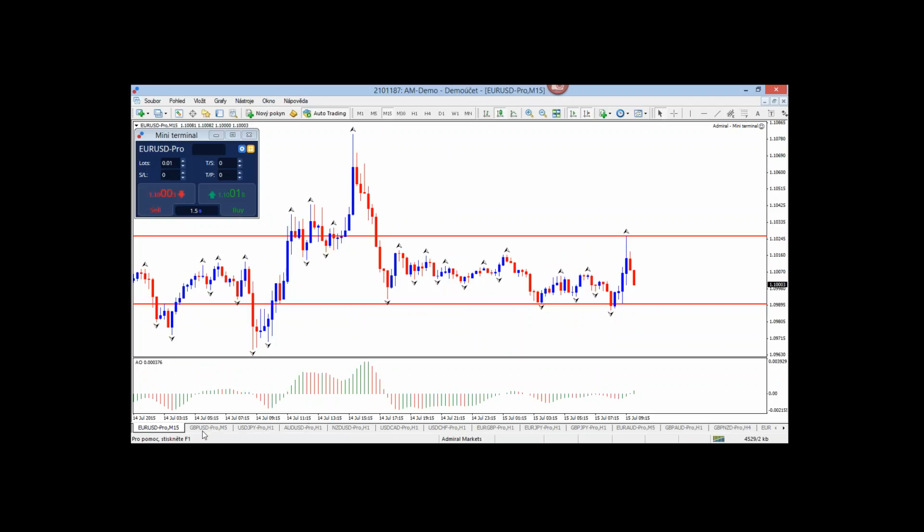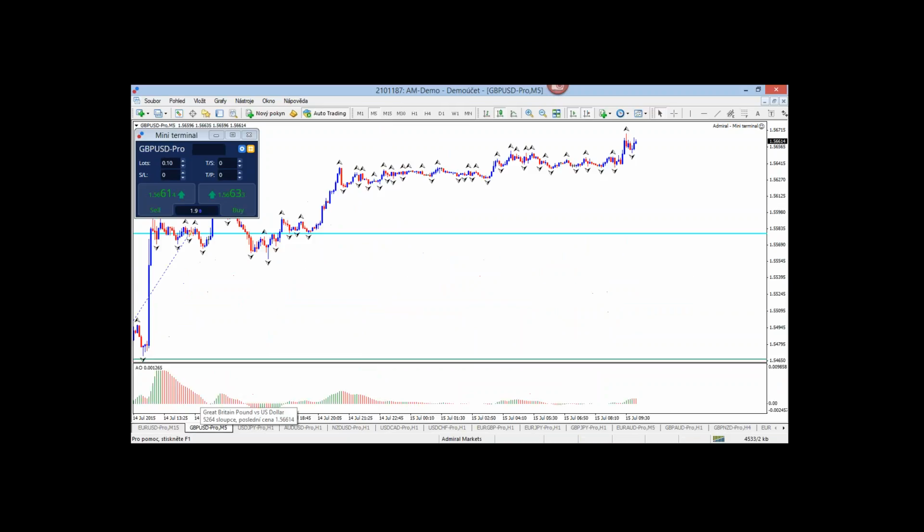So I'll go back to the euro to see how it breaks out of this range. The 78.6 fib is basically the square root of 61.8.